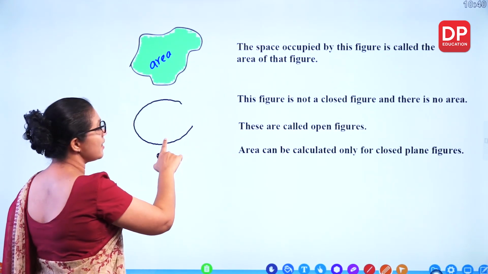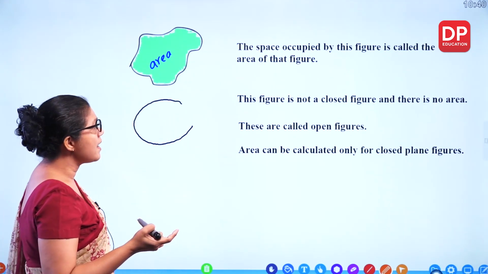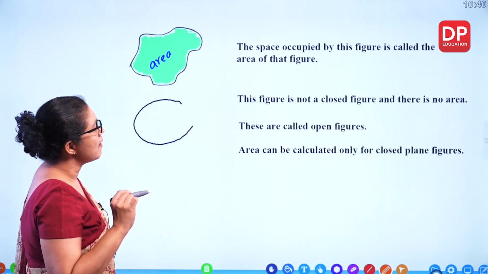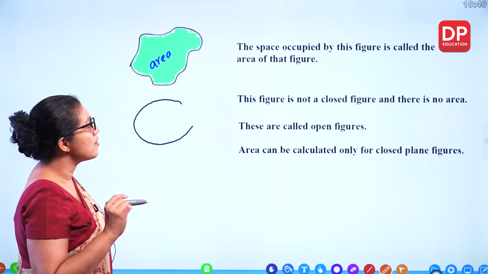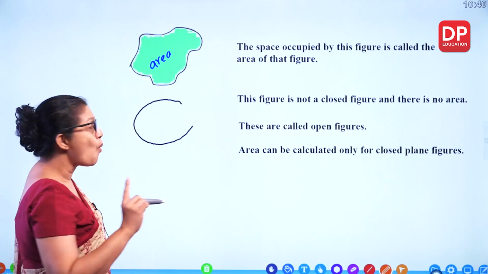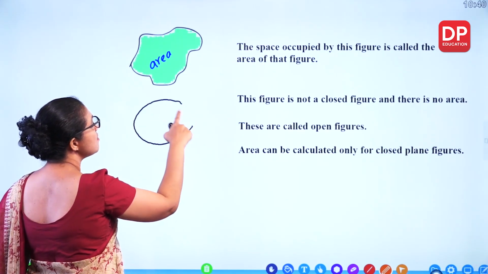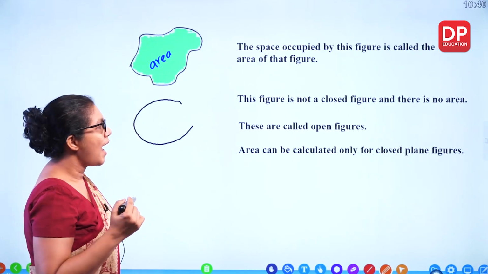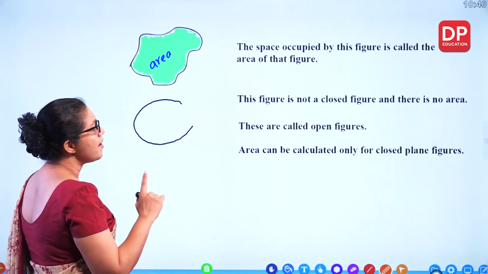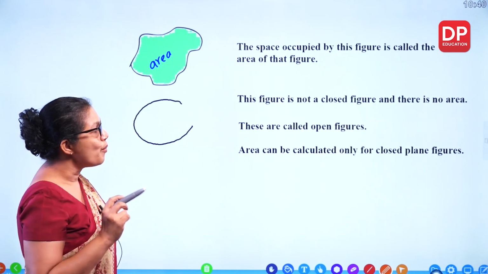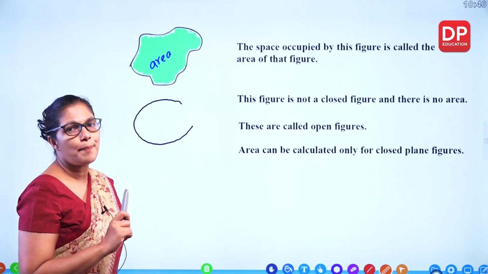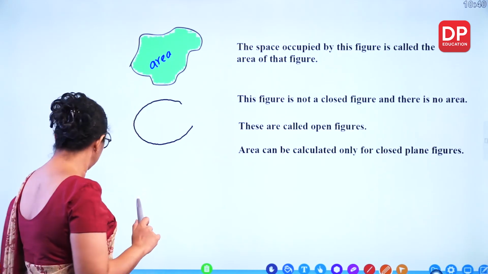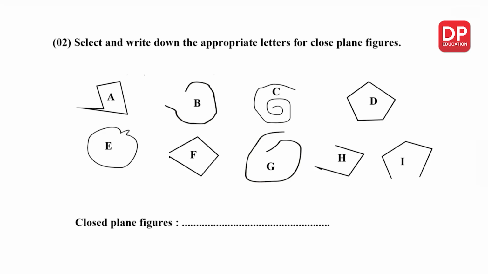What about this one? Can we identify an area here? No, we can't identify because this is an open figure. So this is not a closed one. So you can't find an area. So area can be calculated only for closed plane figures. Select and write down the appropriate letters for closed plane figures.